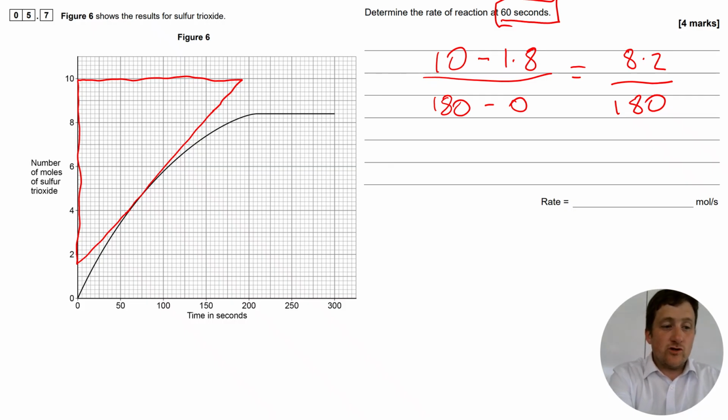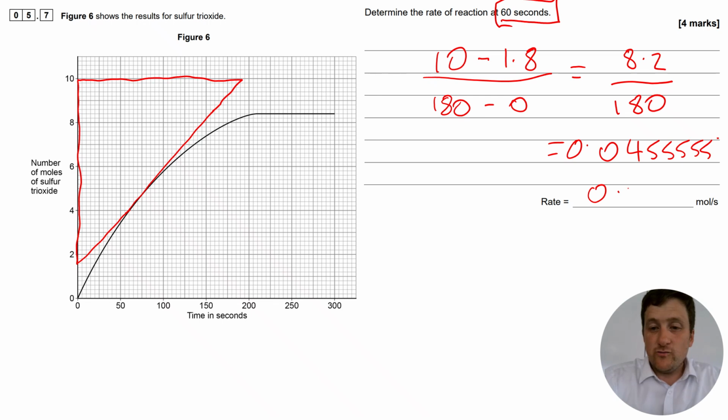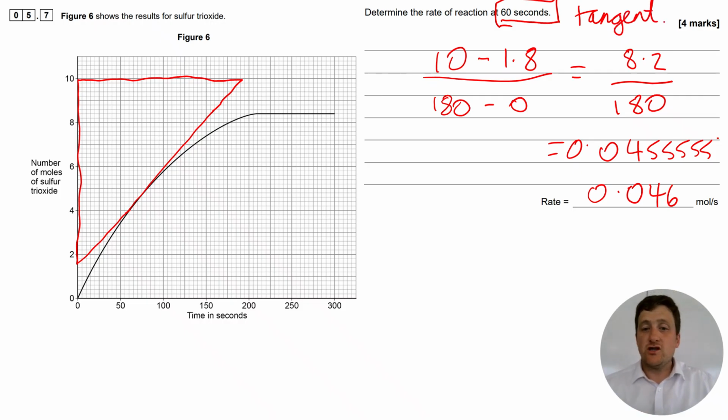So if I do 8.2 divided by 180 on my calculator, I'm going to have this beautiful number of 0.46, because actually the number is 0.4. No, it's not. In fact, I hope I could read a calculator. It's going to be 0.0455555, which means it's going to be 0.046 moles per second. So it's change in y over change in x. The tangent is where it says 60 seconds. It's giving you a precise time, not this generalized, or what's the mean rate for the first 20 seconds. A specific time tells you you're going to draw a tangent.